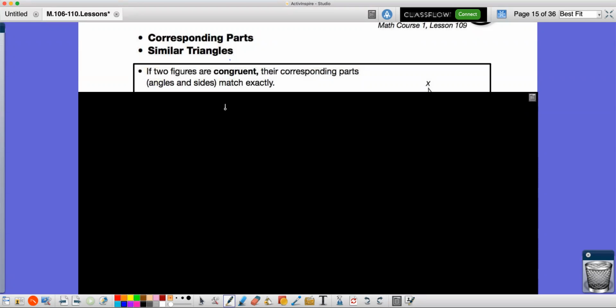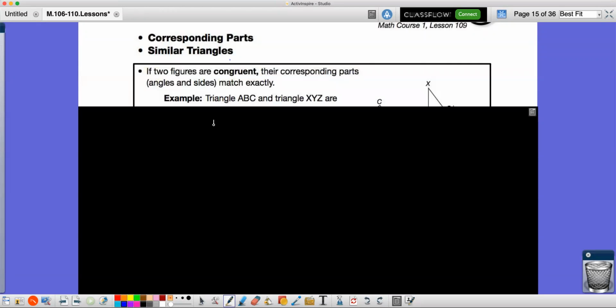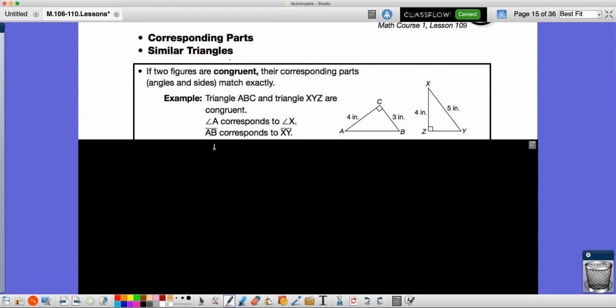If two figures are congruent, the word congruent means that their corresponding parts, which are their angles and their sides, match exactly. Means they're the same size. An example would be triangle ABC and triangle XYZ. In this case, you can see they are congruent, and side AC is the same as side XZ. You can see it's the same length.